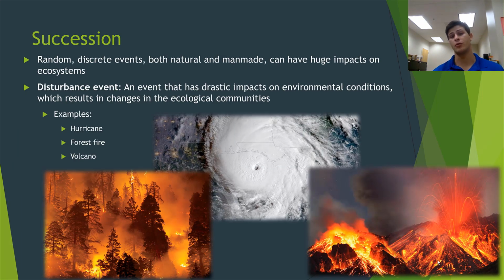So random and discrete events, whether they are natural events or man-made, can have huge impacts on ecosystems. And when we talk about these random discrete events, we normally refer to them as disturbance events. Disturbance events are events which have drastic impacts to environmental conditions, which result in changes to ecological communities. These disturbance events can be things like forest fires, they can be things like hurricanes, which we are all intimately familiar with, or they can be something like a volcanic eruption. So disturbance events are anything that can knock an ecosystem off balance.